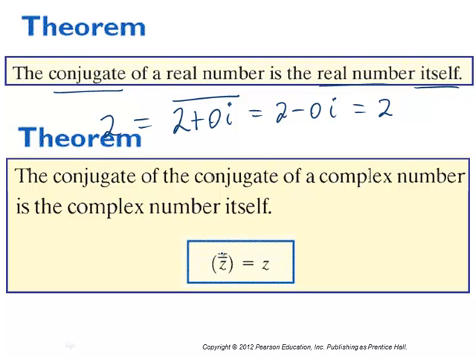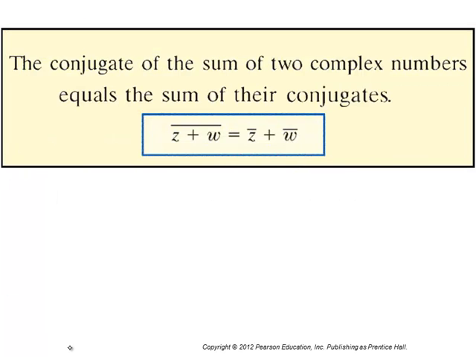And the conjugate of the conjugate of a complex number is the number itself. How come? Well, I'll do a quick little proof. The conjugate of a plus bi is a minus bi, and then the conjugate of a minus bi is equal to a plus bi. So the conjugate of the conjugate of z is equal to z. Pairs of conjugates cancel each other out.